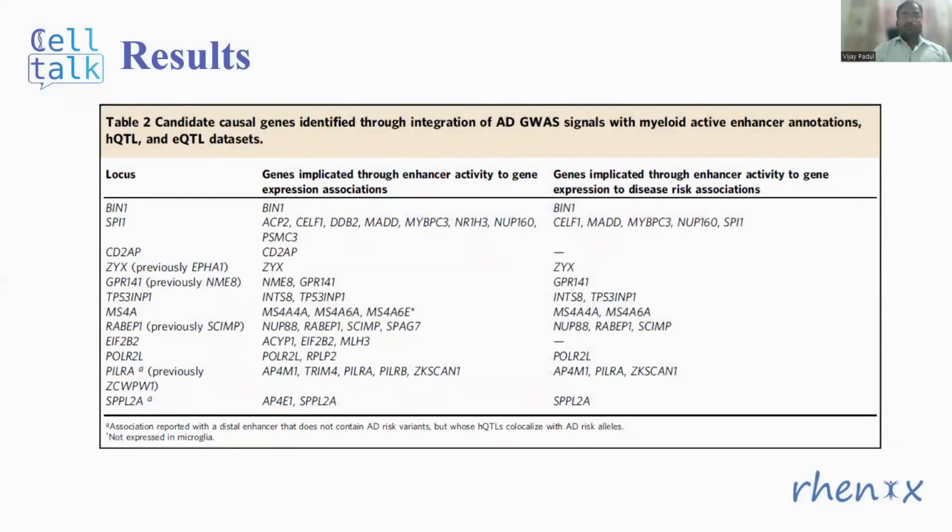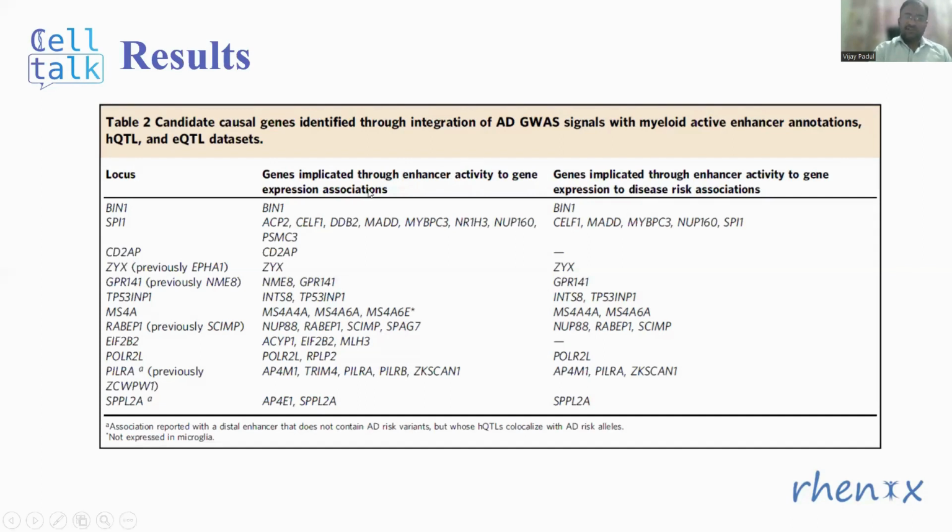Now here, they give us the candidate causal genes identified through the integration of ADGWAS signals with myeloid active enhancers and annotations, HQTL and EQTL datasets. So histone QTL, expression QTL, that gives the expression level and the epigenetic status of that particular locus, and those genes that are associated with those particular enhancer regions active in the myeloid cells, and integrating that with the Alzheimer's disease genome-wide association studies. So those risk alleles that are located in these gene loci have been found to be statistically significantly associated with the epigenetic activity in that particular region.